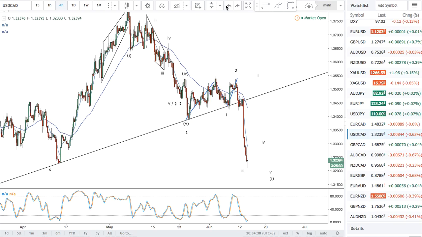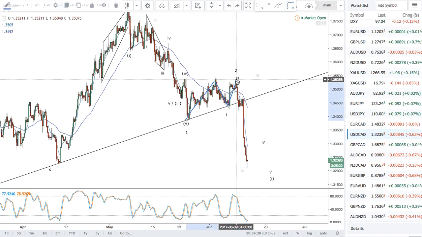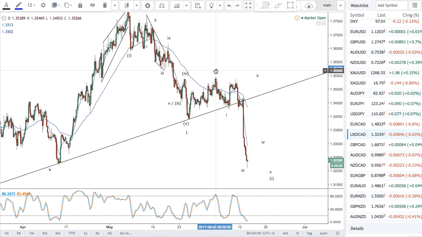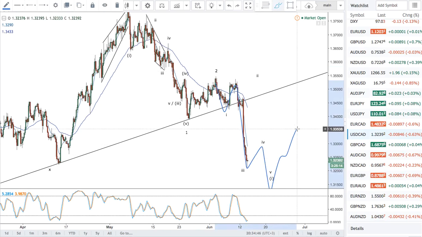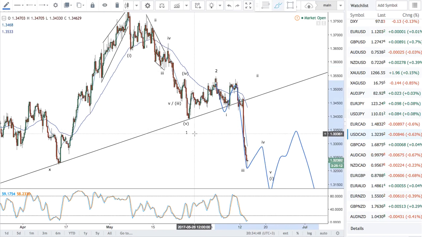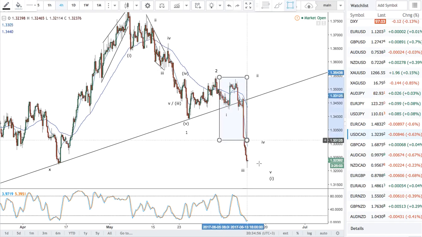My preferred, of these three counts, given the size of this week's sell-off, my preferred count is going to be this one now. Wave 2 into there. 1, 2, 3, 4, 5, and then a bigger correction, and then we go down, down, down. So in any case, that's probably my preferred count. 2 into here. I think this has gotten a bit too big for wave 5 overall.